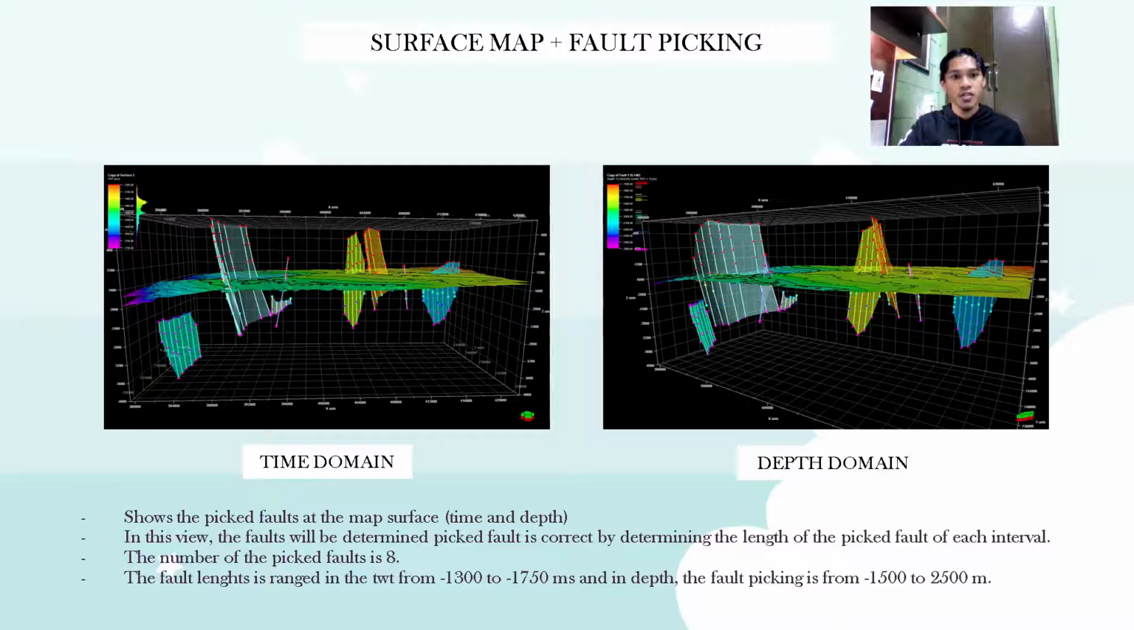And we can also see the number of faults is 8, and the fault time range is from negative 1300 until negative 1750 milliseconds. And in that, the fault picking ranges from negative 1500 until 2500 meters.